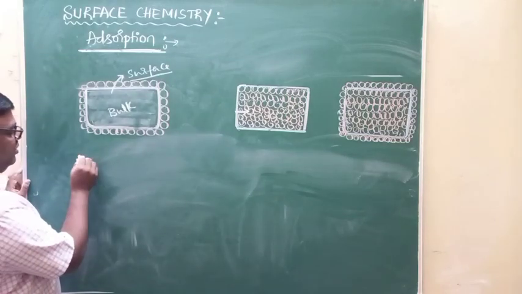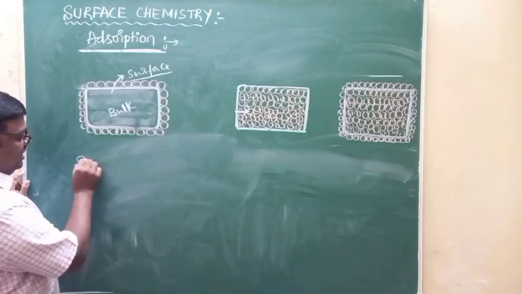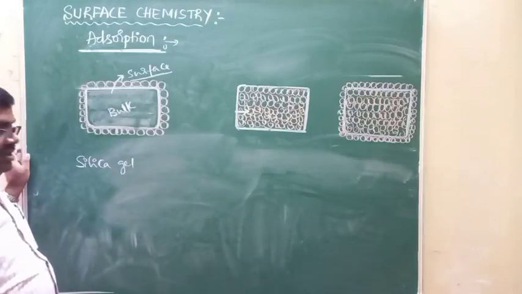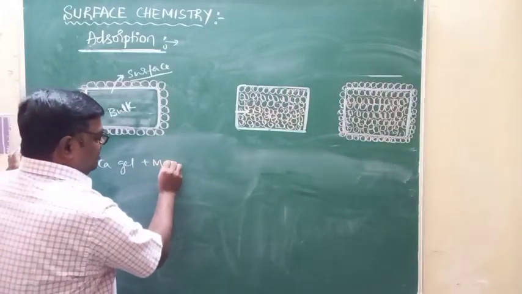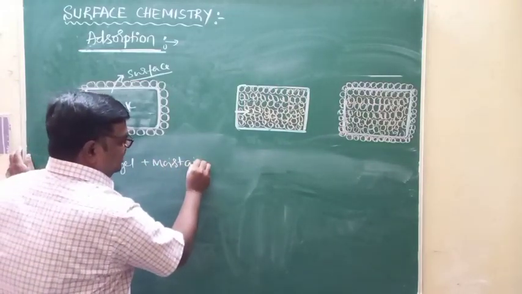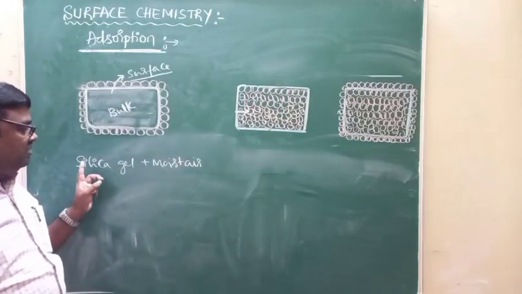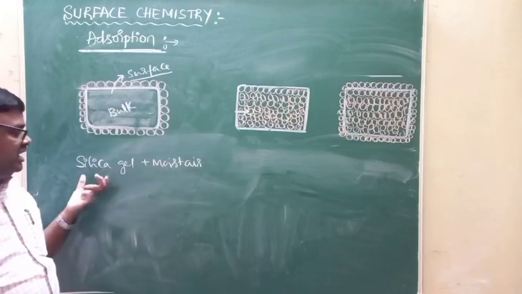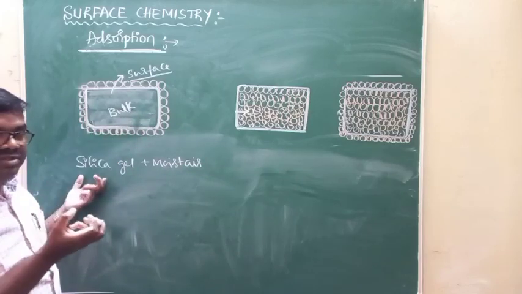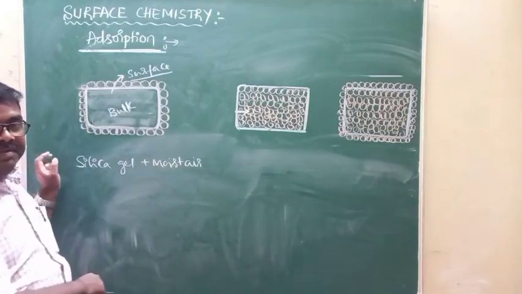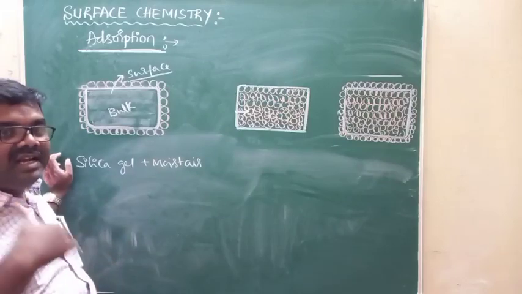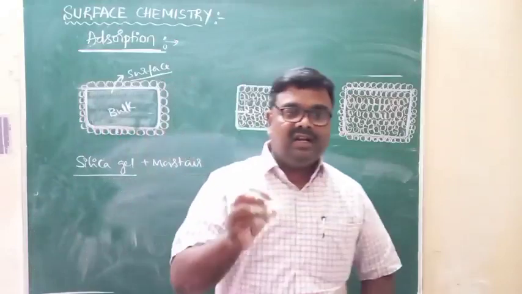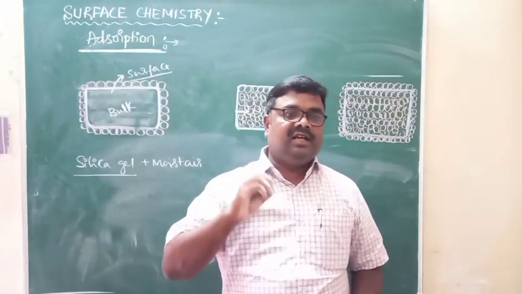An example of adsorption: when silica gel is exposed to moist air, that is, air containing moisture, the silica gel adsorbs moisture from the air, so the air can be dried by using silica gel. Silica gel is a colorless crystalline solid.